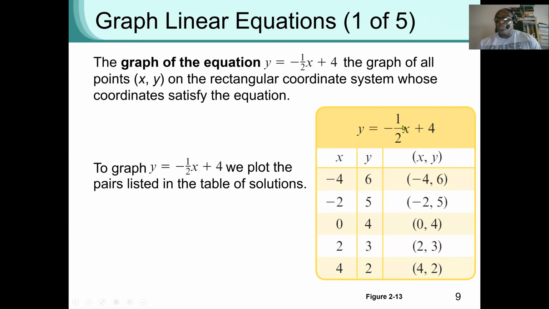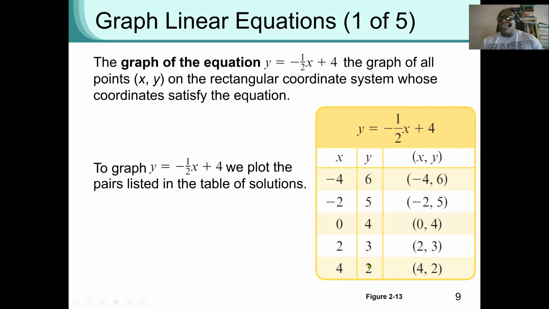When x is -2, we have negative half times -2. That will give me +1. 1 plus 4 will give me 5. So we have -2 and 5. Then when x is 0, everything here will be 0, so y will be 4. So 0 and 4. When x is 2, negative half times 2 gives me -1. Plus 4 will give me 3. When x is 4, we will get -2. -2 plus 4 will give me +2.